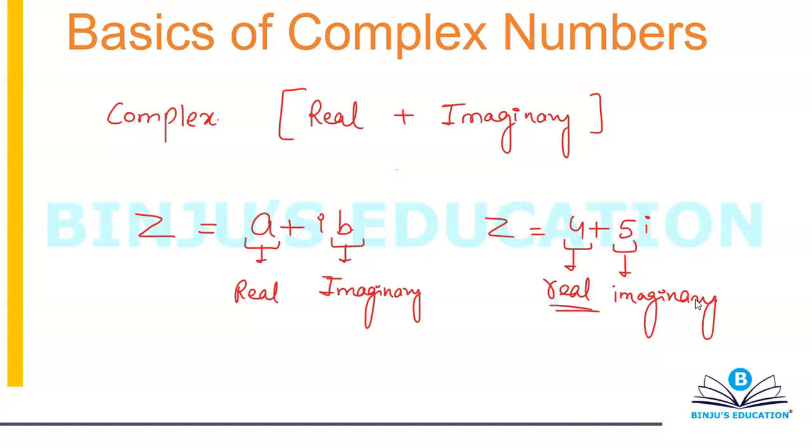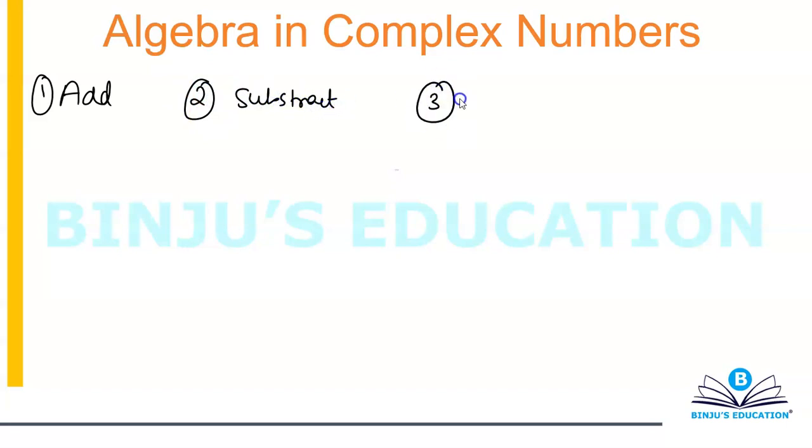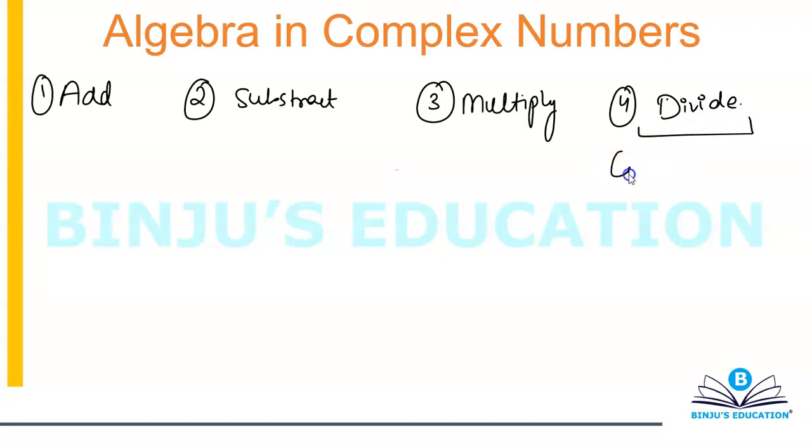Alright, now what we need to understand here is the algebra of complex numbers. There are 4 things you need to understand. First is, how do you add any two complex numbers, or more than two also? How do you subtract complex numbers? How do you multiply complex numbers? And how do you divide complex numbers? In this division part, we'll also understand what is a conjugate of a complex number.